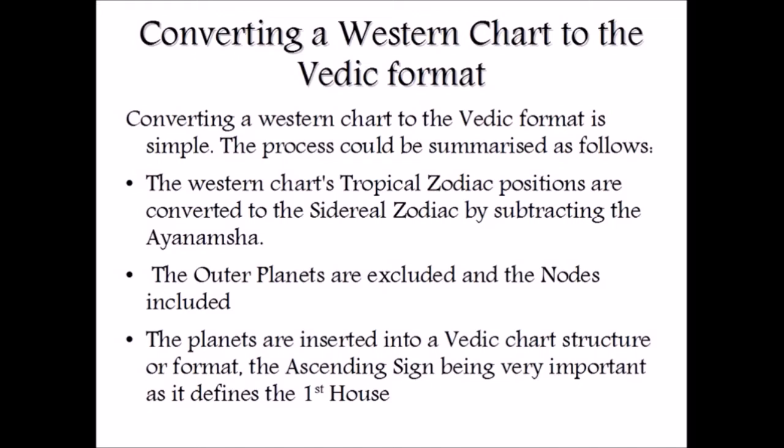If a planet in your Western chart is above 23 degrees of any sign, in other words, if it is in the last 7 degrees of the Western sign, it will be in the same sign in both systems.